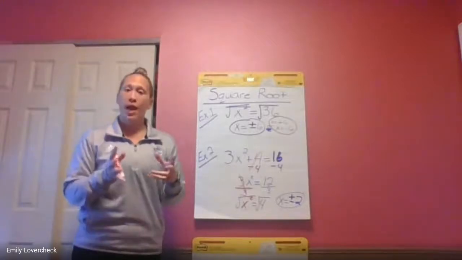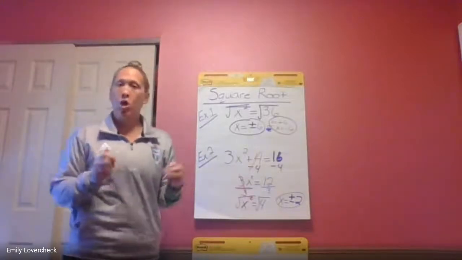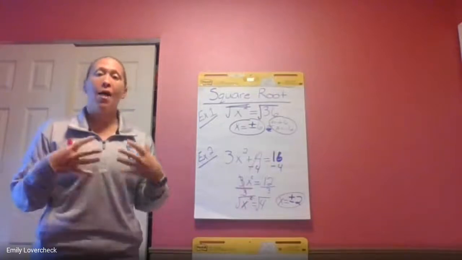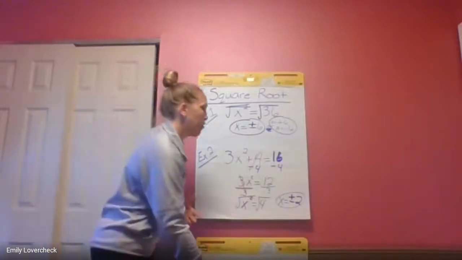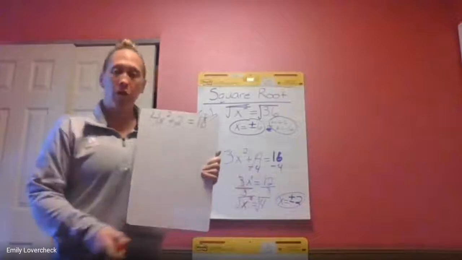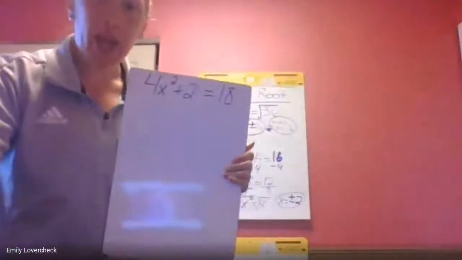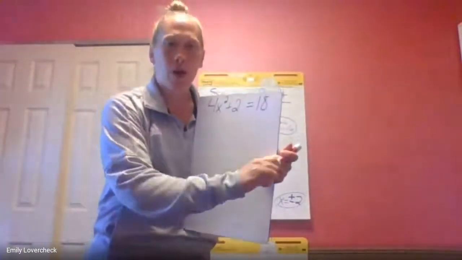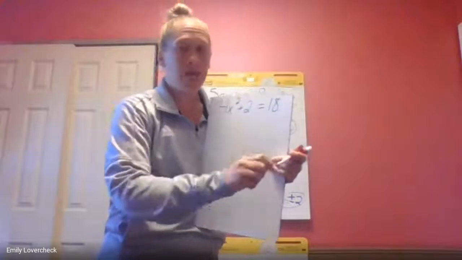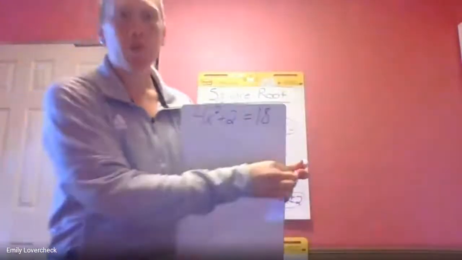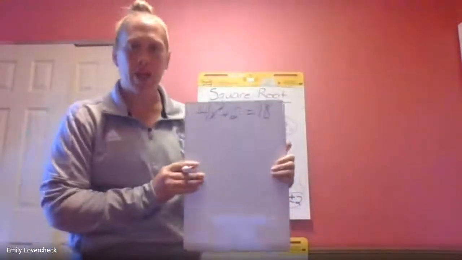Okay. So today we're going to get a little more complicated with square root property. But before we do that, let's review a little bit from yesterday. So yesterday you had the equation 4x squared plus 2 equals 18. You had problems just like this. Okay, so just kind of review.